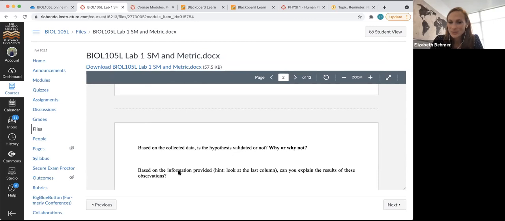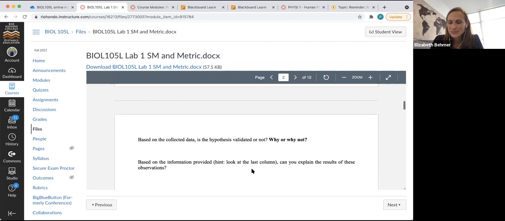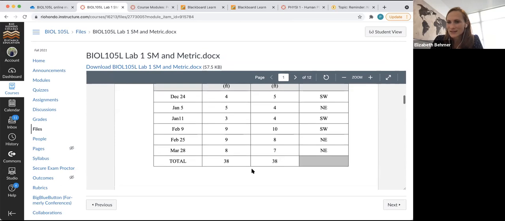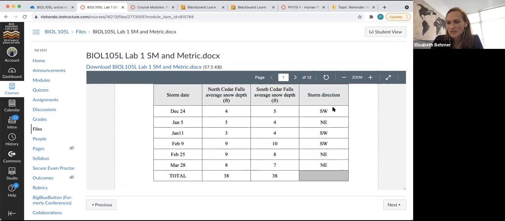Based on the information provided, the last column, can you explain the results of these observations? So if we look at the last column, it tells you the storm direction. Basically this is southwest and northeast, but if it's easier to understand, it's coming from the south or from the north. So if you look at the data, when the storm came from the south, which side of town got more snow? If the storm direction came from the southwest, we have one here.